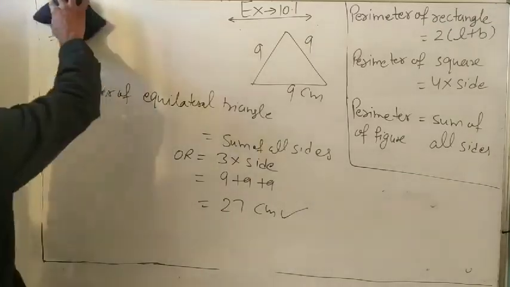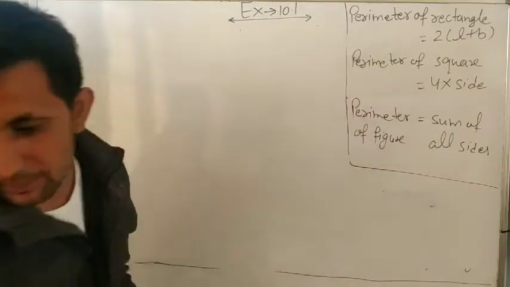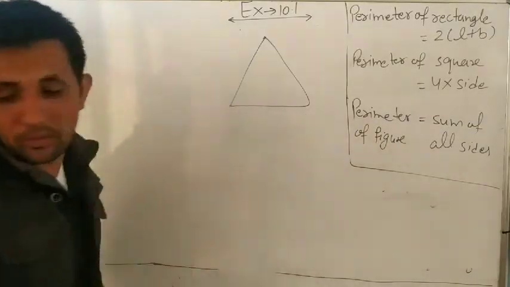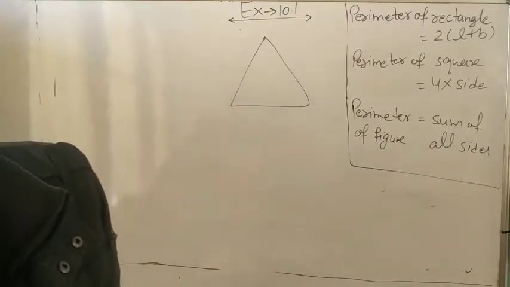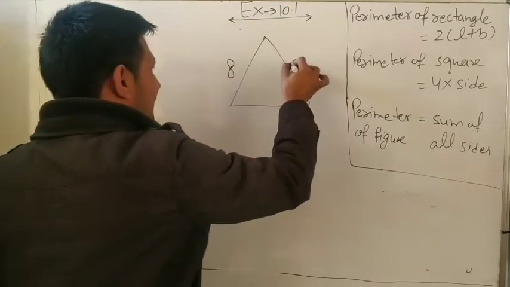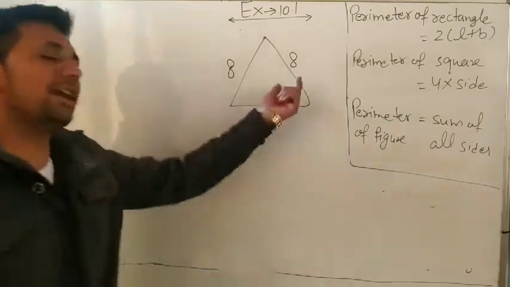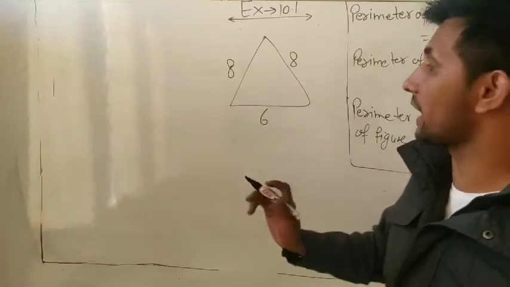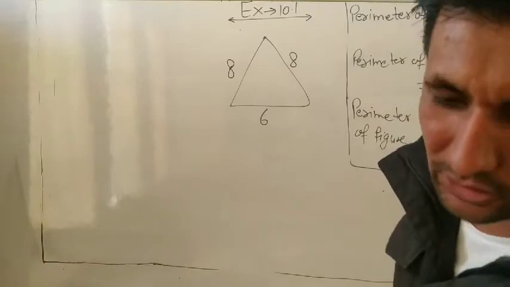In part C, what is given? An isosceles triangle. Isosceles means two sides are equal. What is given? Isosceles with equal sides 8. So equal sides means 8, 8, and the third side is 6. So find its perimeter. How will you find the perimeter? Perimeter means sum of all sides: 6 plus 8 plus 8. You can find it yourself. So do this question yourself.